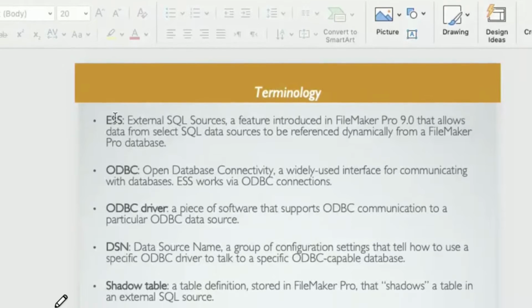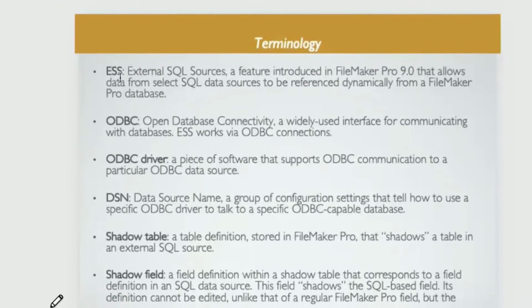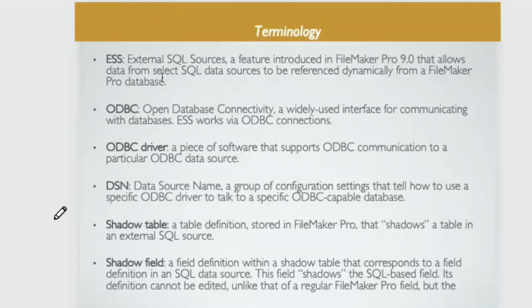These terms, we just have to cover them because it does get confusing, and I don't want to lose people by using all these acronyms without explaining them first. ESS is not the same thing as ODBC. They're two separate things. ESS is a feature that FileMaker introduced in FileMaker 9. ESS stands for External SQL Sources. ESS is a feature that allows FileMaker to talk to a SQL source. ODBC is the mechanism through which FileMaker can talk to a SQL source.